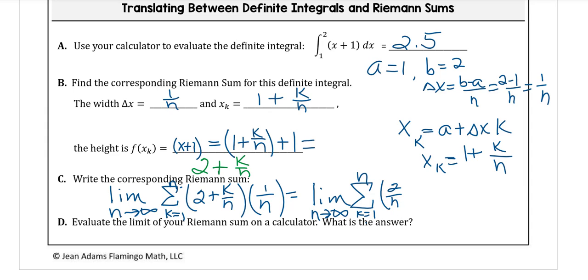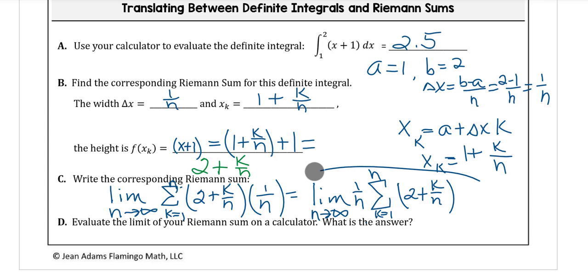Actually, one thing you can do here, let's make this a little easier. I can pull out the 1 over n, and I can just have 2, whoops, I forgot my summation, because that's already at n, and it's going to be just a common term that was distributed. So this is just going to be 2 plus k over n. There we go. All right, evaluate the Riemann sum on your calculator. What is the answer? I'll leave that for you to find that it is also 2.5, and we will stop there.